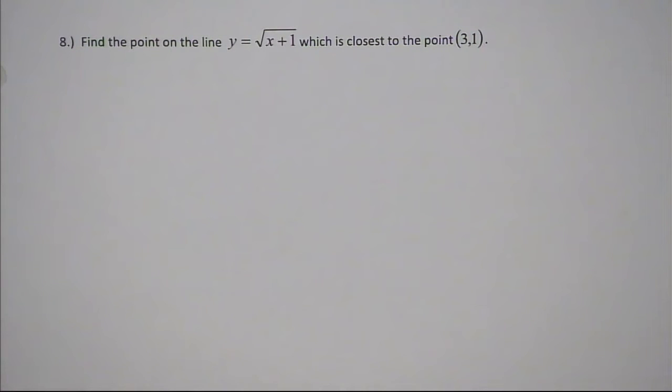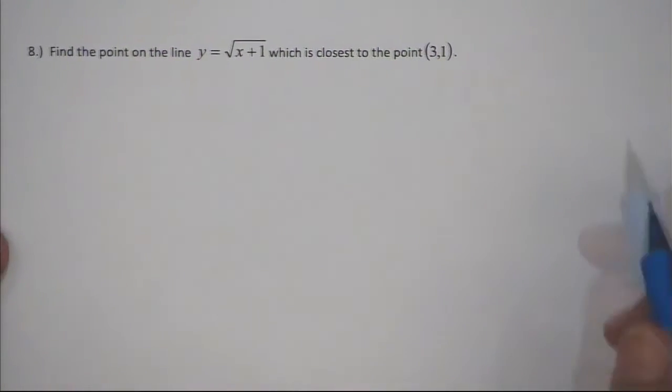All right, so let's look at number 8. Find the point on the line y equals the square root of x plus 1, which is closest to the point 3, 1. Closest, okay? So again, that's an optimization process. Doesn't really tell you that. So we are looking for a point, an ordered pair, x comma y, that's on this curve, closest to the point 3, 1. So this one doesn't have a picture, so let's look at what that means.